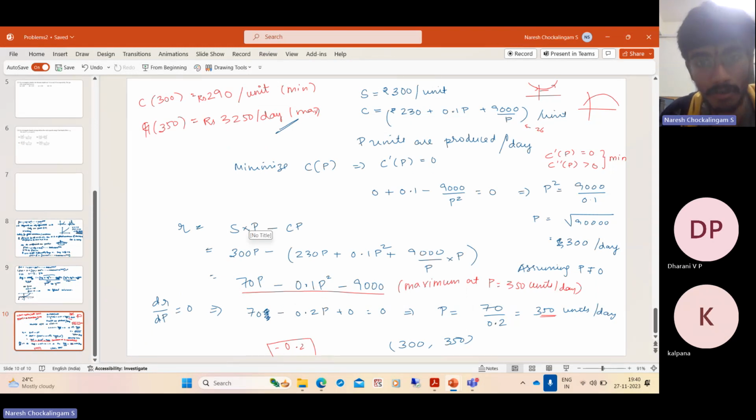So the question is in two parts basically. You need to find out whatever minimizes the cost price per unit and whatever maximizes the profit. If that is the case, you can also find out the profit at 300 maybe. So this is the total profit, 300p minus this thing. If you compute it at 300, it is 70 into 300 minus 0.1 into 300 square minus 9,000.